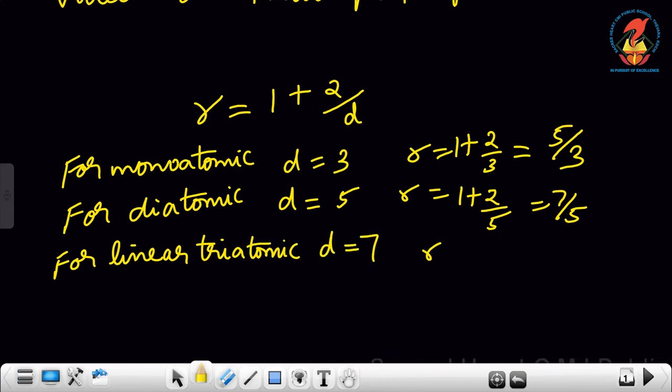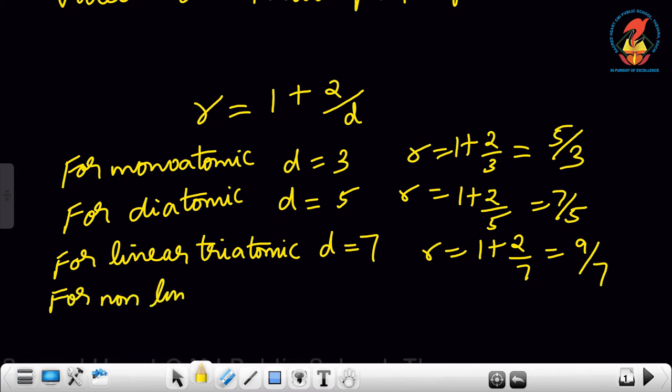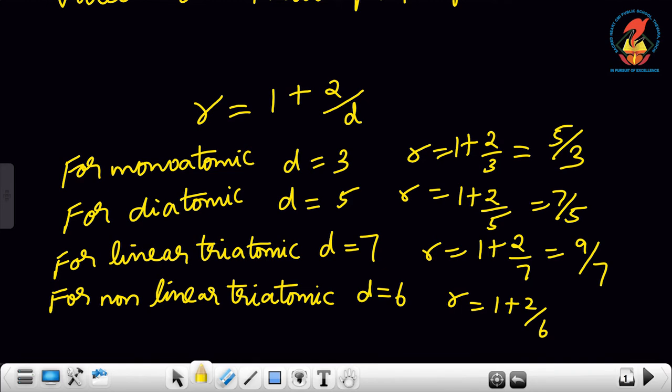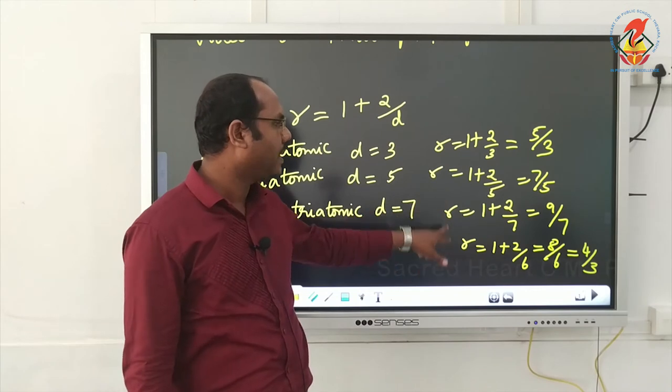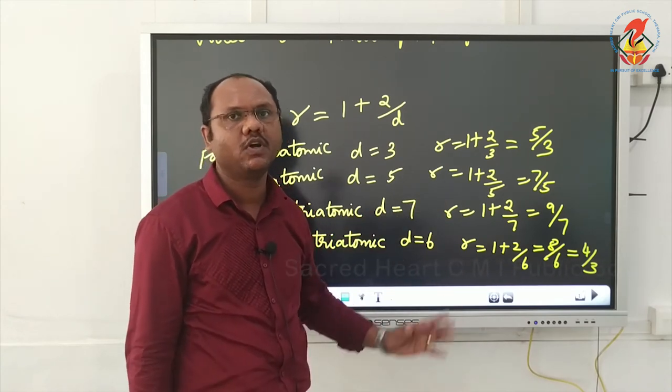Now for linear triatomic, D is equal to 7. So gamma is 1 plus 2 by 7, 9 by 7. For non-linear triatomic, D is equal to 6. So gamma is equal to 1 plus 2 by 6, that is 8 by 6, which is 4 by 3. Like this, using this equation, you can find the gamma ratio of specific heats for all the molecules.